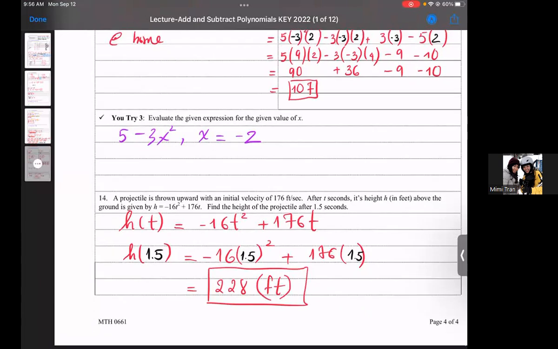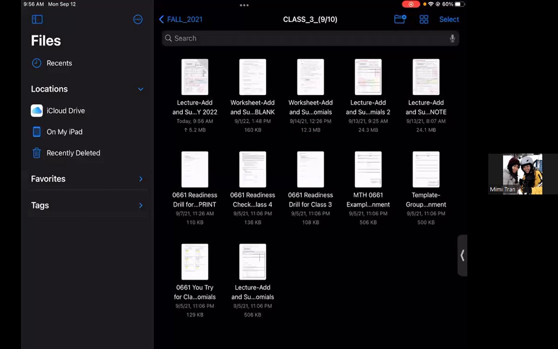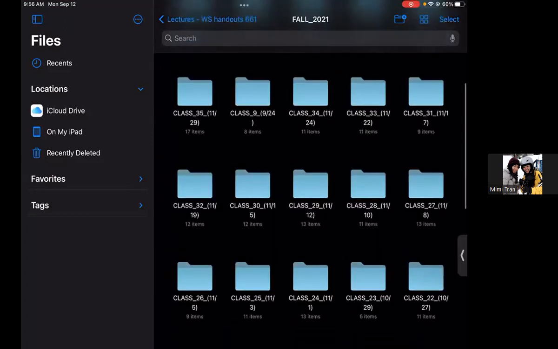Yay, we're done with 6.1. The good news is that for the next section we only have 2 You Try. I checked it last night. I shouldn't mess up unless I write things down wrong. Okay. Last one.